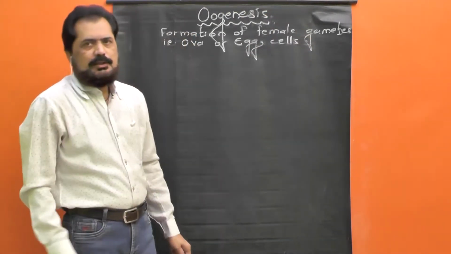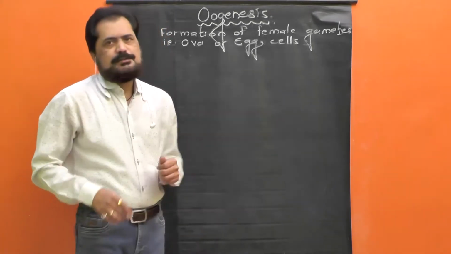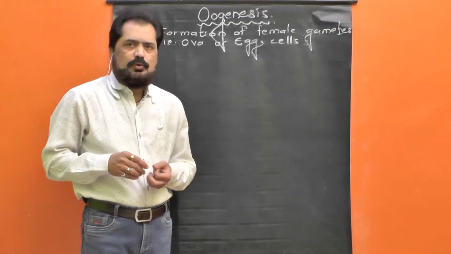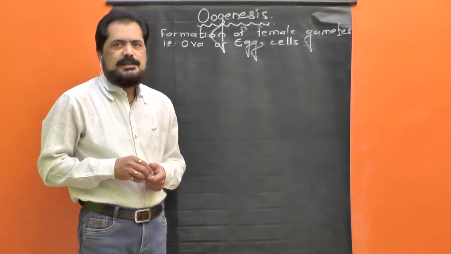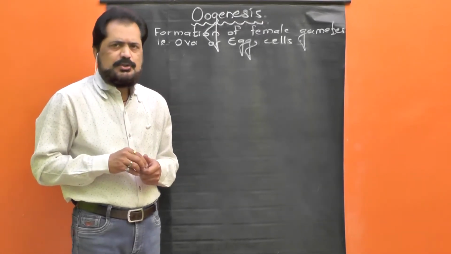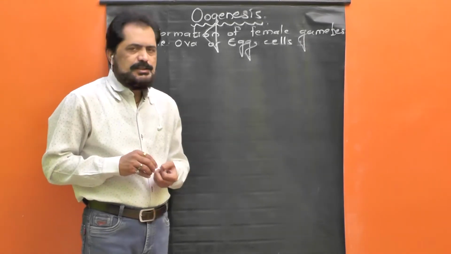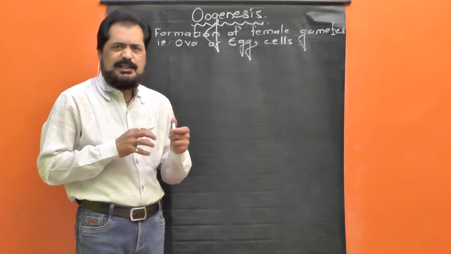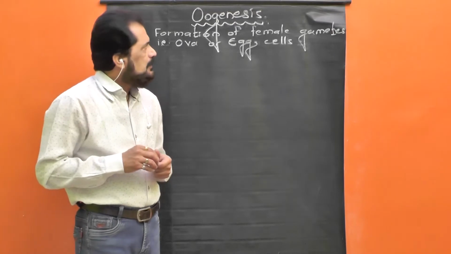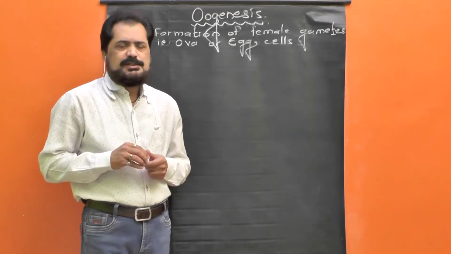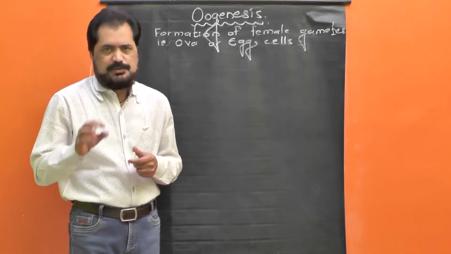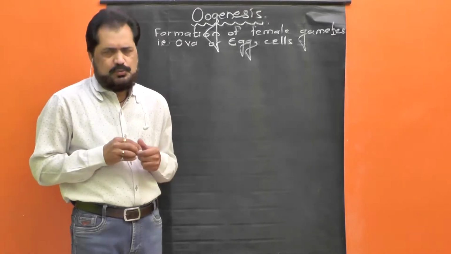Now let us talk about the actual process of oogenesis. All of you know that oogenesis, that is formation of ova, formation of egg cells, takes place in the female gonads, that is ovaries. Actually, the process of oogenesis is considered a highly lengthy and very wasteful process. Highly lengthy. Why is this so?